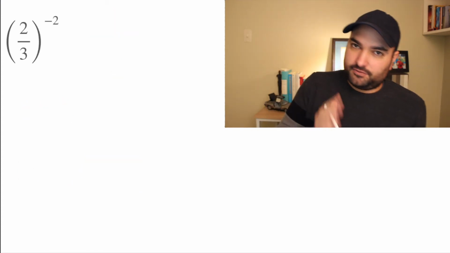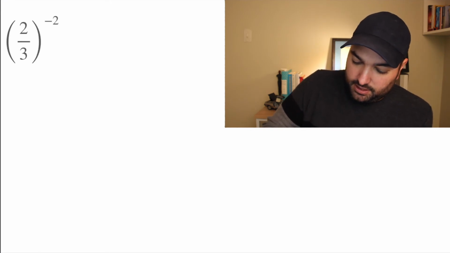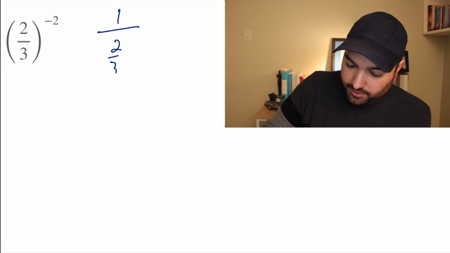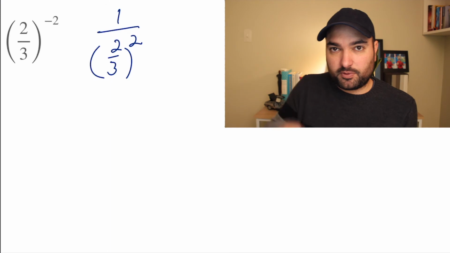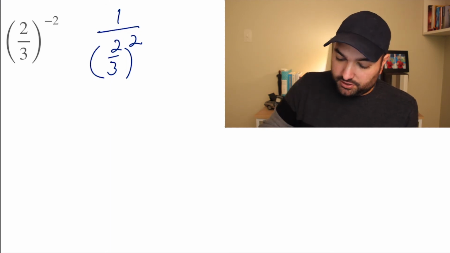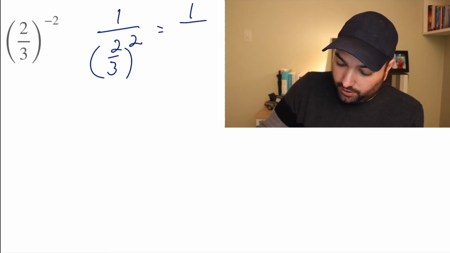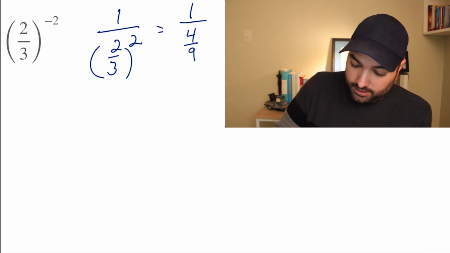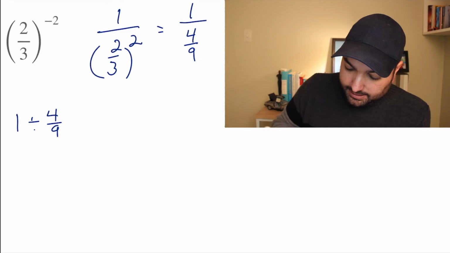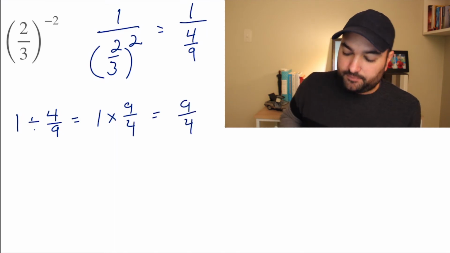Let's look at it with -2. So what happens if the exponent is -2? So this is what would happen. We would have 1 over 2/3 to the power of 2. Now remember, we're going to change that negative sign to a positive when we move it down to the denominator. Well, what's 2/3 times 2/3? Because it's 2/3 squared. This will become 1 over 2/3 times 2/3 is 4/9. And then if we have 1 divided by 4/9, we will have 1 times 9/4, and so this equals 9/4.